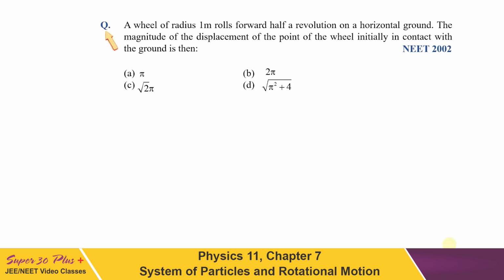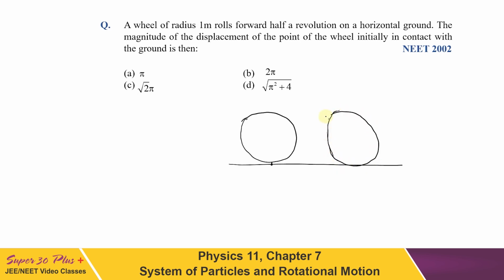The next question is, a wheel of radius 1 meter rolls forward half a revolution on a horizontal ground. The magnitude of displacement of the point of the wheel initially in contact with the ground is. If I draw this situation which is given in the question, it is the lowermost point, and since the wheel has been rotated by angle pi, this point must come to here at the uppermost point. So this is P1, this is P2.